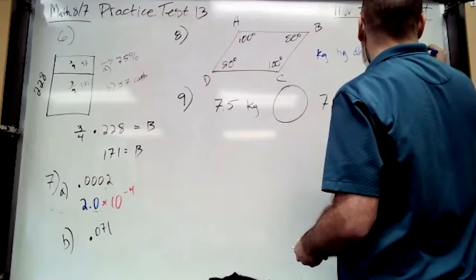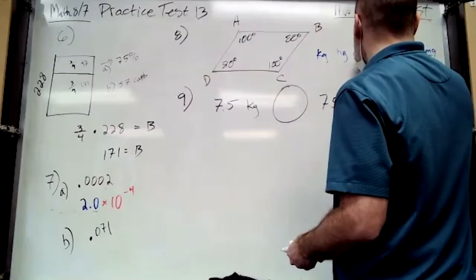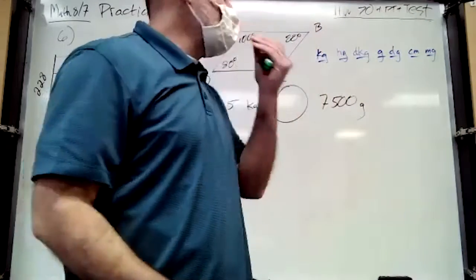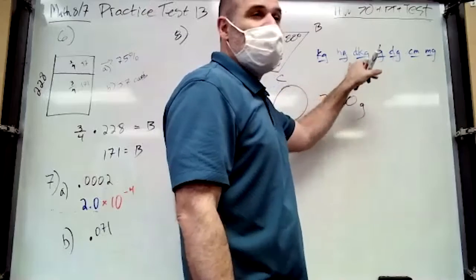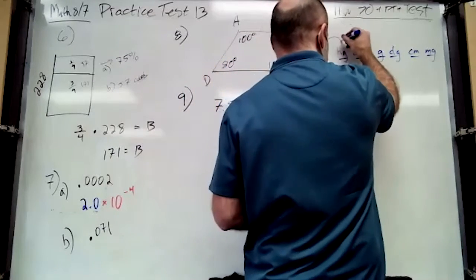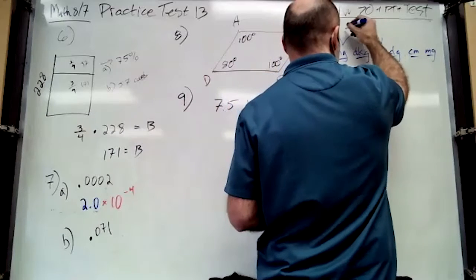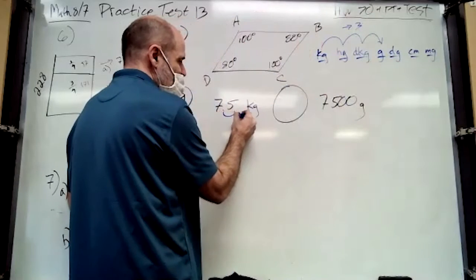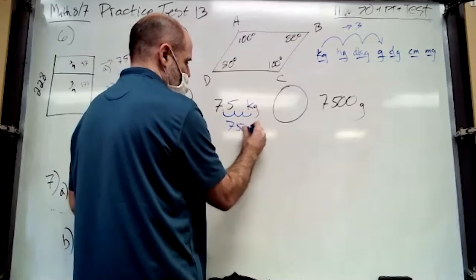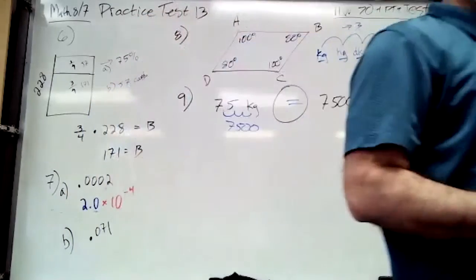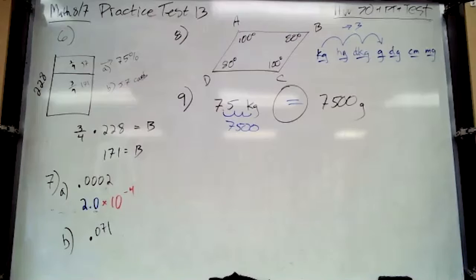Okay, these are all the prefixes of the metric system. Now it's either grams, meters, or liters, right? So instead of G's, you could put M's or L's. And it's the same thing. So if you go from kilograms to grams, you go 3 to the right. So we're going to move this 3 to the right. 1, 2, 3. Hey, that's 7,500. So your answer is equal. Okay? Can you guys handle that?